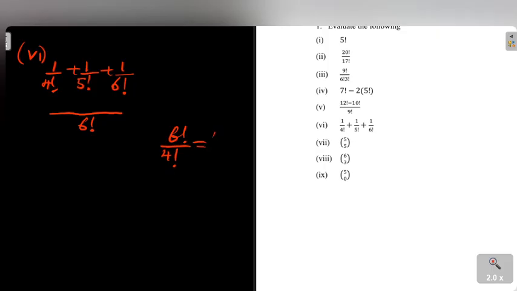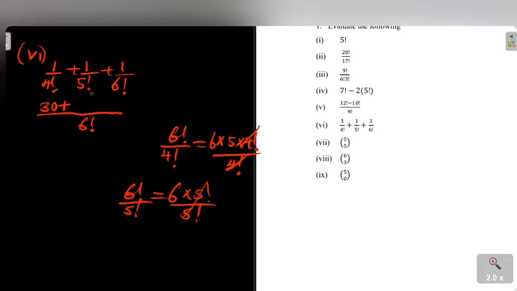So we are going to reduce 6 factorial up to 4 factorial. So it will be 6 times 5 times 4 factorial over 4 factorial. That cancels. We have 6 times 5, that's 30. 30 times 1, we have a 30 there. Again, we say 6 factorial divided by 5 factorial. This will be 6 times 5 factorial over 5 factorial, which will give us 6 times 1, we have a 6. Then 6 factorial into 6 factorial, we have 1 times 1, 1.